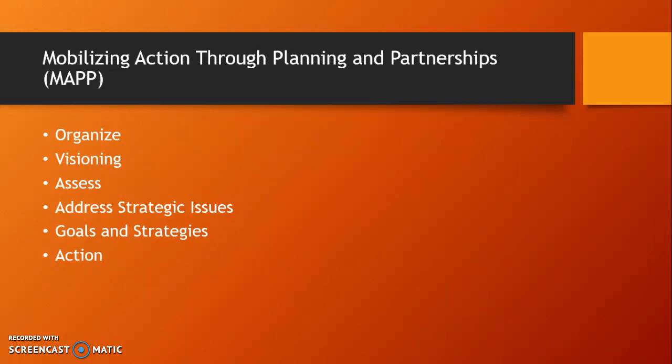So the community health model that we'll be using to address the community health needs within the East Harlem community is Mobilizing for Action through Planning and Partnerships. This is a 6-phase model that includes organizing, visioning, assessment, addressing strategic issues, developing goals and strategies, and placing them into action. It's a very easy model to understand. In comparison to other models out there, we felt that this was the better suited model to address our needs. And we'll be getting into each phase of these as we move along.